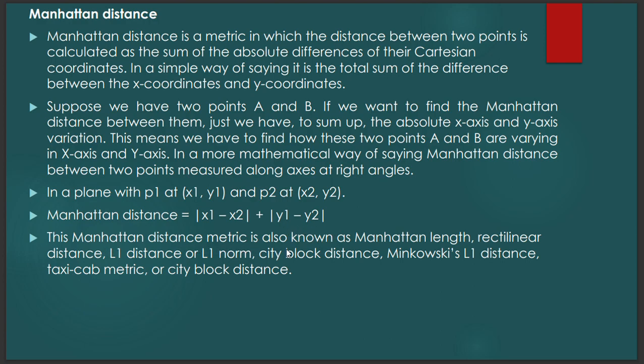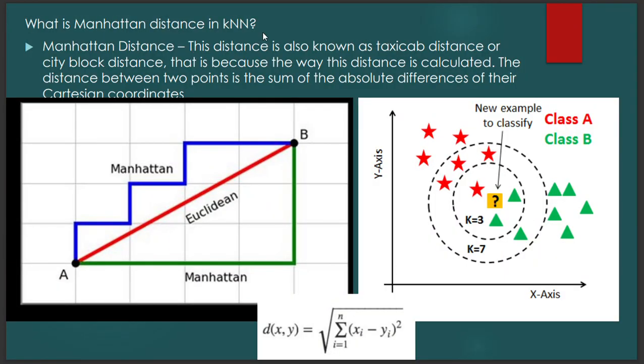This Manhattan distance metric is also known as Manhattan length, rectilinear distance, L1 distance or L1 norm, city block distance, or taxicab distance. What is Manhattan distance in KNN? The Manhattan distance is also known as taxicab distance or city block distance.